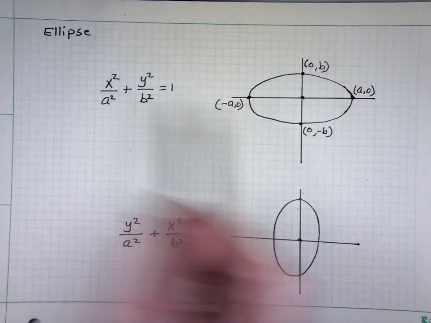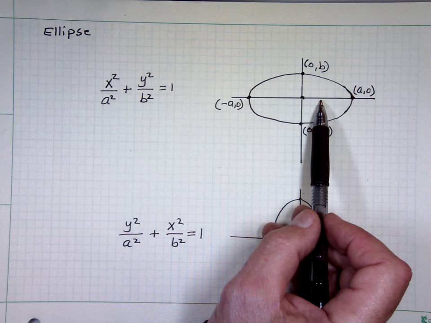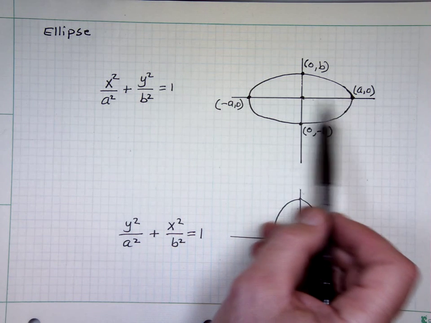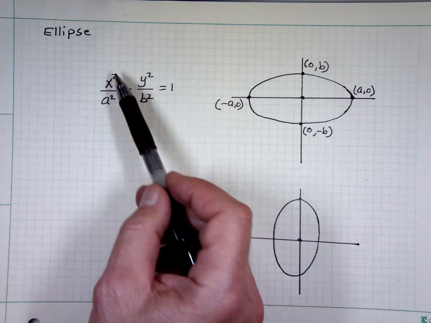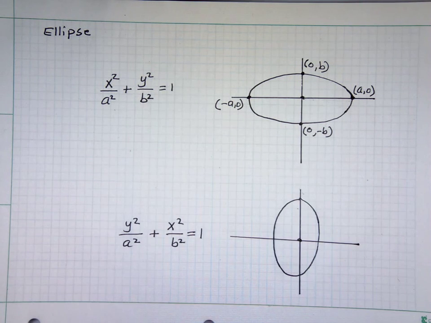So a is the longer side. And in this example, the longer side happens to be on which axis? This one. The x-axis, right? That's why the form for this is x squared over a squared plus y squared over b squared equals 1.